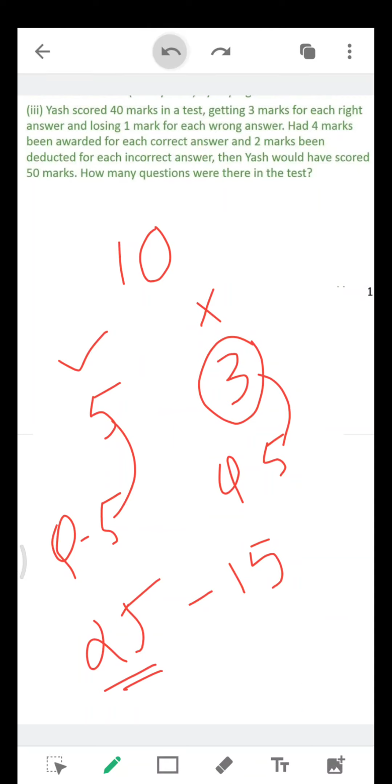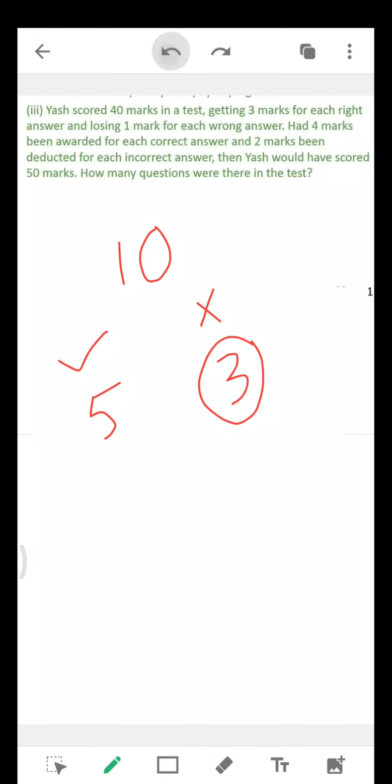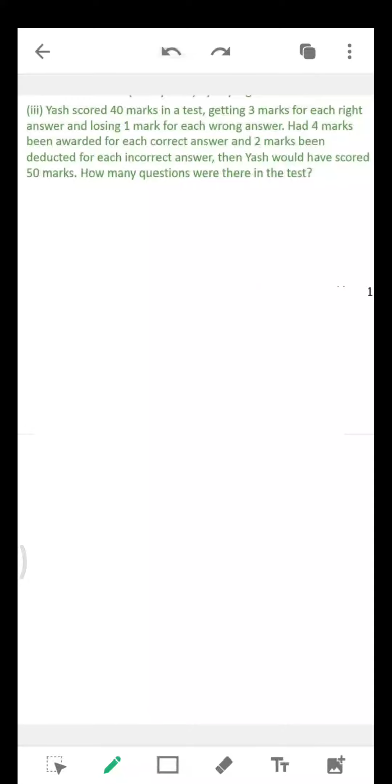So that is the reason what most students do in competitive exams: they will just attempt what they know, what they are sure of. They will leave the doubtful questions. If they are doubtful about anything, they'll skip it. Okay, so let's see what happens now.